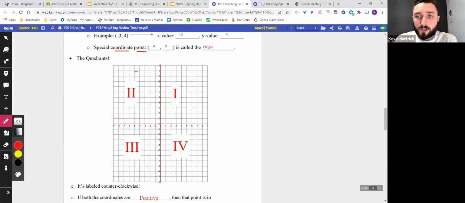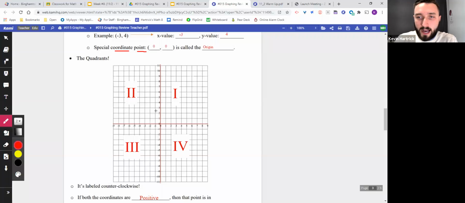So what are quadrants? They're the four parts of the graph. The graph is separated by these axes. Remember the x-axis, the y-axis. It sort of cuts this grid up into four sections. And each section has its own label.